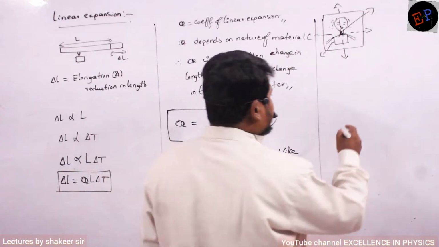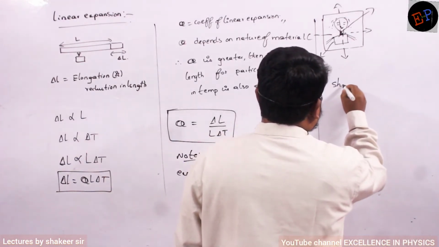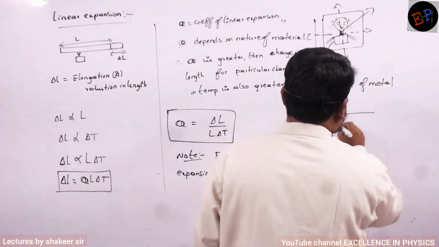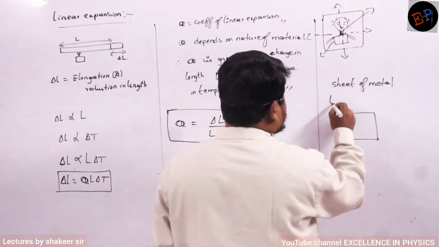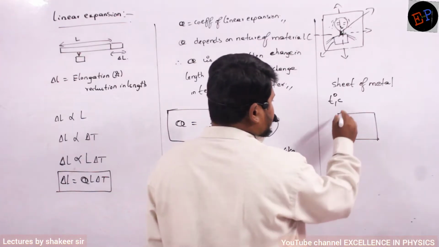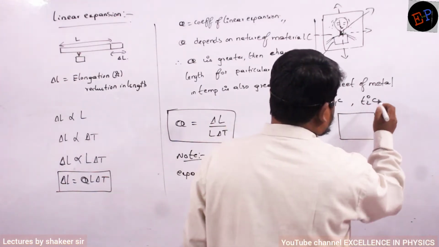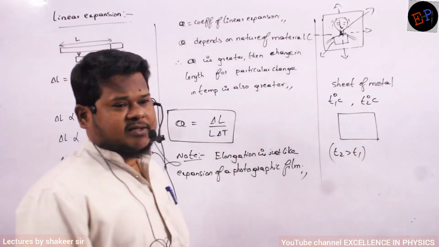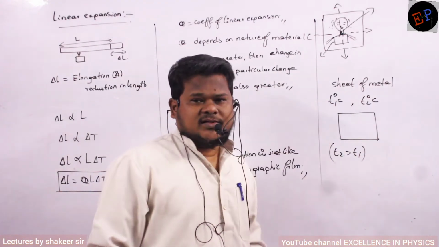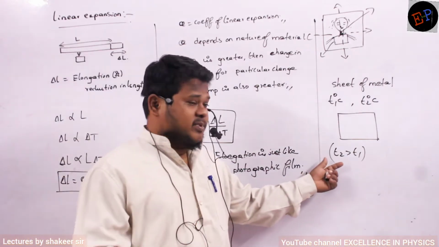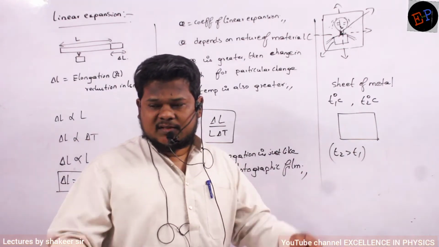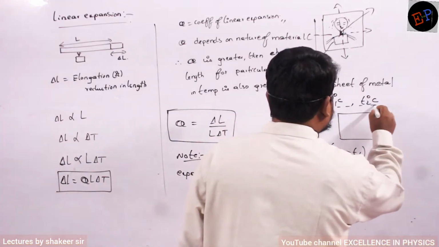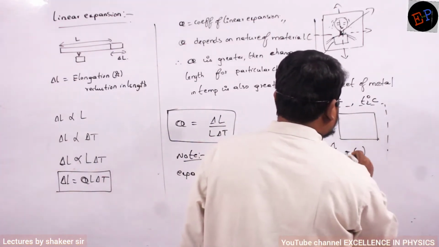Therefore, for example, if you take a sheet of metal, consider this is a sheet of metal. Its initial temperature was T1 degrees Celsius and the final temperature is T2 degrees Celsius. Consider T2 is greater than T1. Initially the temperature was T1, now the temperature is T2. So you have increased the temperature. Therefore, this sheet will expand. How will this sheet expand? This sheet will expand area-wise, in every dimension.